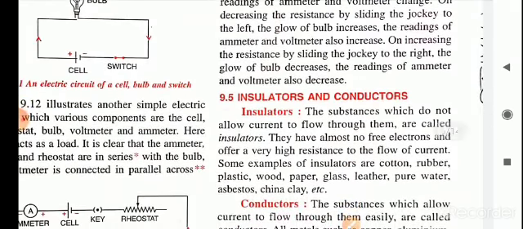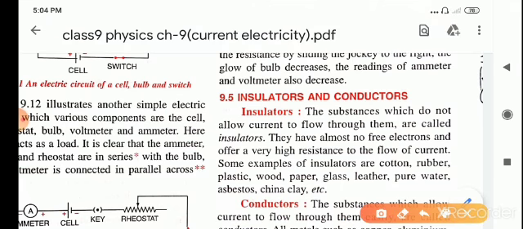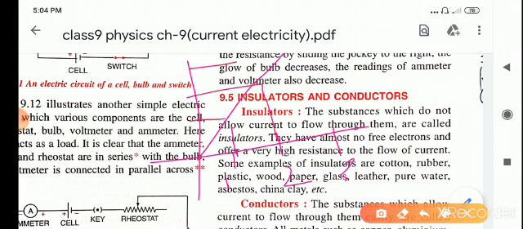If potential increases, current increases. If potential decreases, current decreases. According to this phenomenon, the ratio of potential and current will be constant. If we take 1 volt, 2, 3, 1, 2, 3, okay.